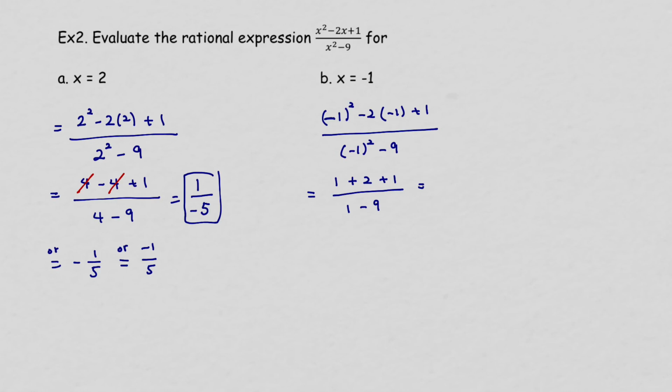This is all positive in the numerator, so add them up. It will give you 4 on the numerator. The denominator will be negative 8. You can reduce it. 4 goes into 4 one time. 4 goes into 8 two times. So your solution will be negative 1 over 2.